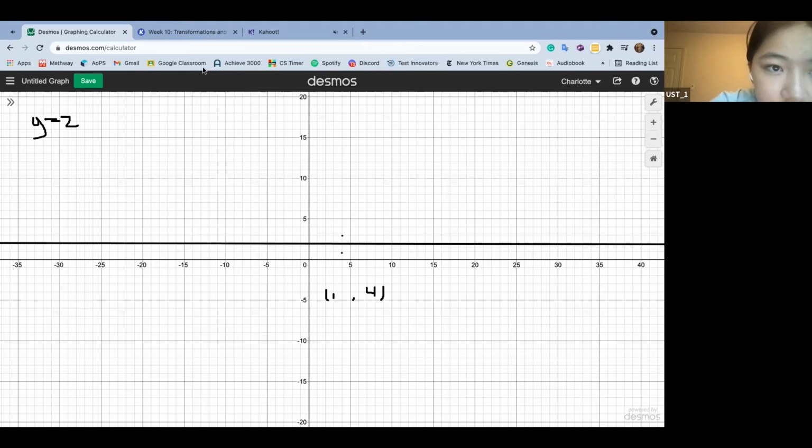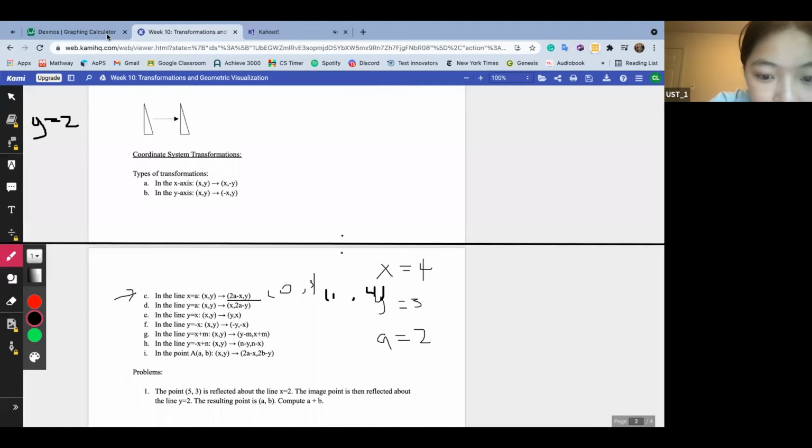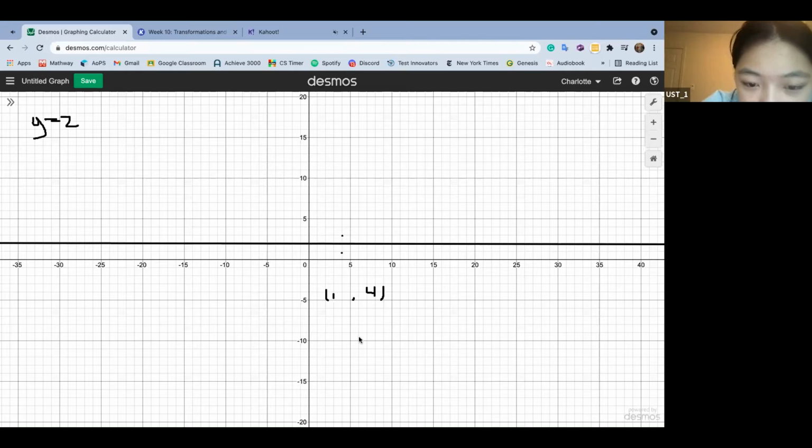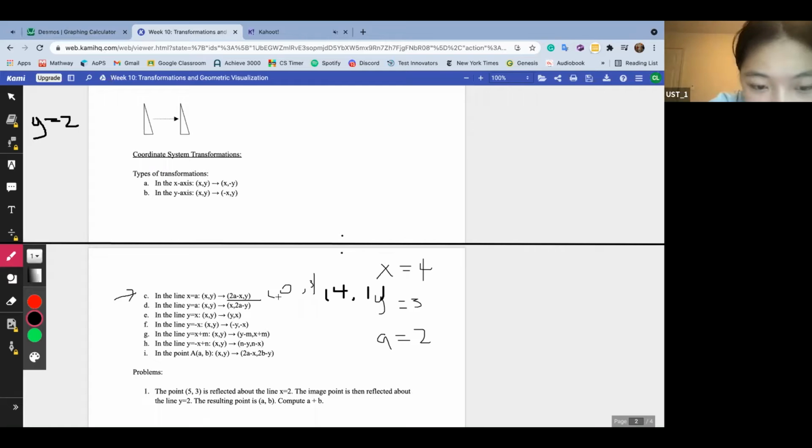And if you look over here, we can plug it in. I'm at 4, 1 here. Okay, so if we look at this, the x is 4. 2a minus y would be 2 times 2 minus 3, which is 1. So, yeah.